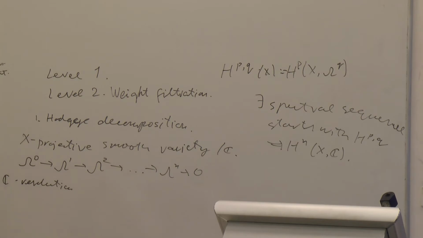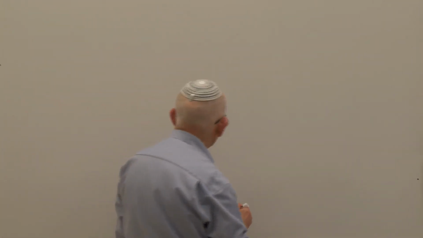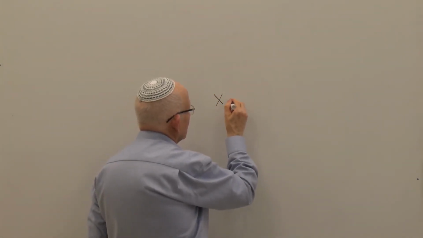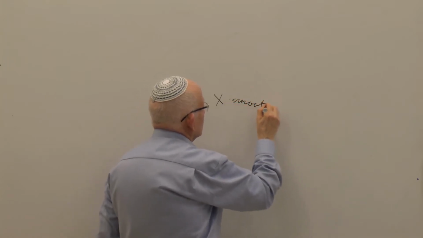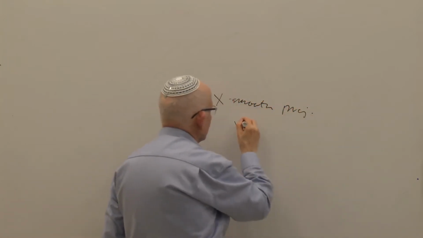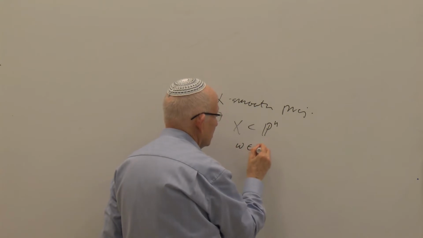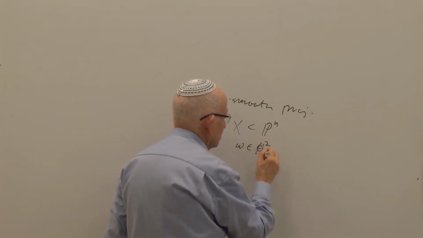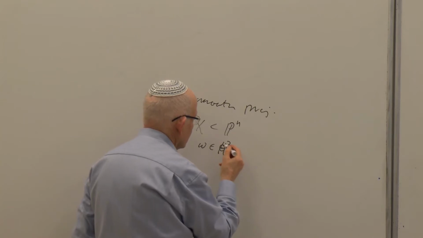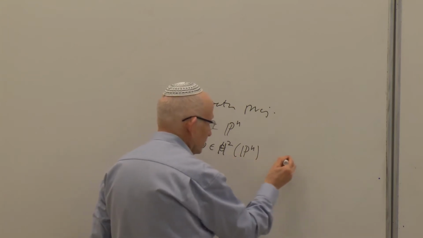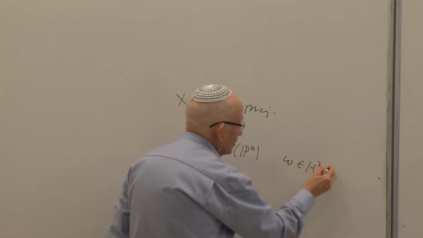Another example is, for instance, the Hard Lefschetz theorem. What is the Hard Lefschetz theorem? Again, X is a smooth projective variety. We embed it into P^n, and then we get a class omega in H^2 of P^n and hence in H^2 of X. You can consider it as a class omega in H^2 of X.